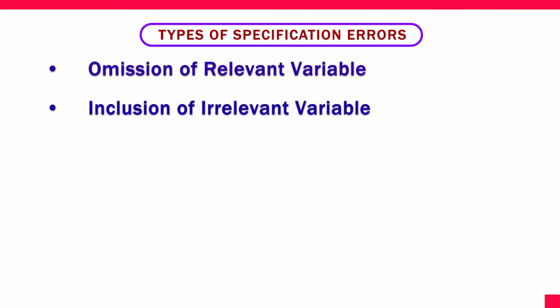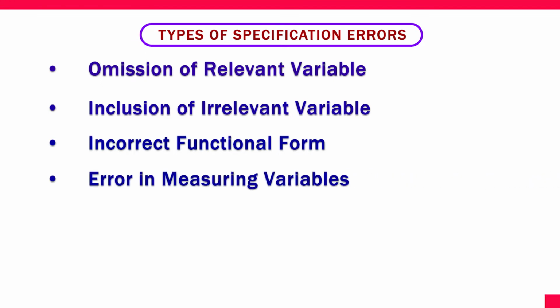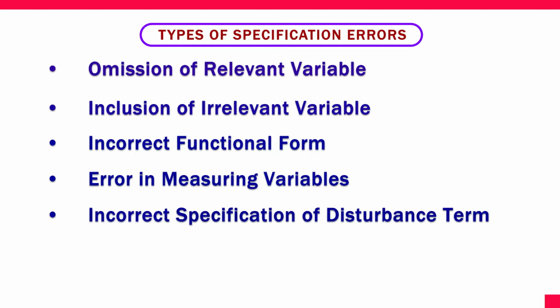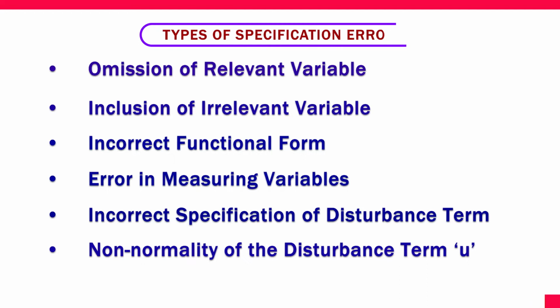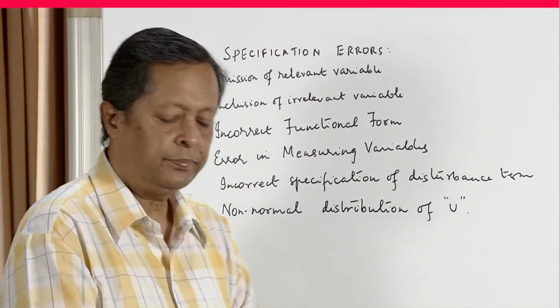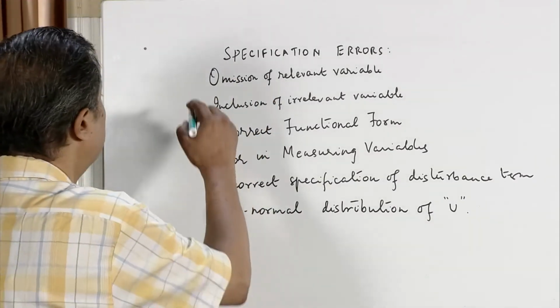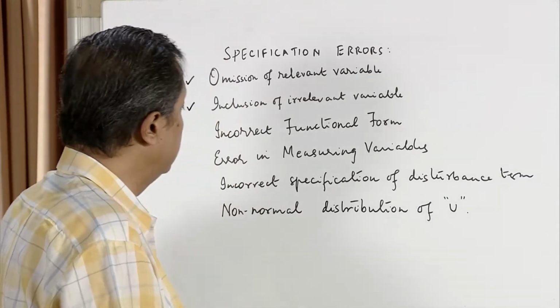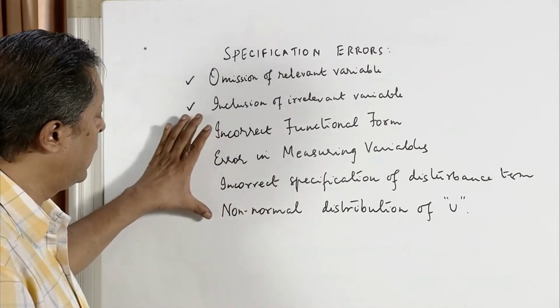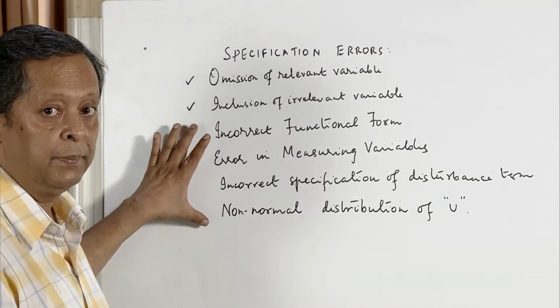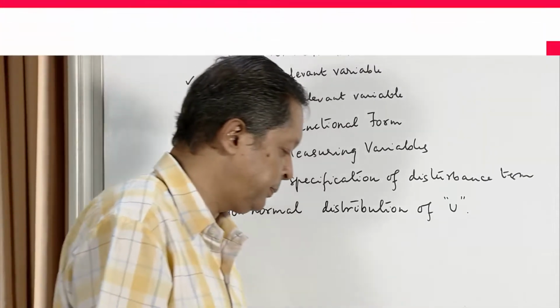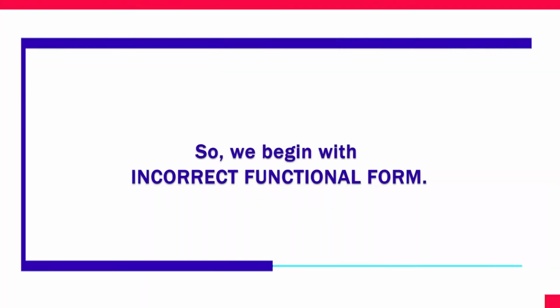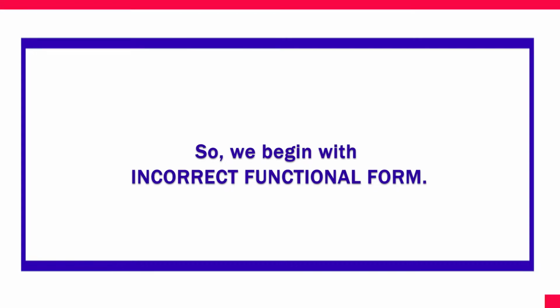inclusion of irrelevant variable, incorrect functional form, error in measuring variables, incorrect specification of the disturbance term, and non-normality of the disturbance term u. We have already covered in the previous module the first two types, and we will take a look at a broad outline of the rest of the types of specification errors. So, we begin with incorrect functional form.